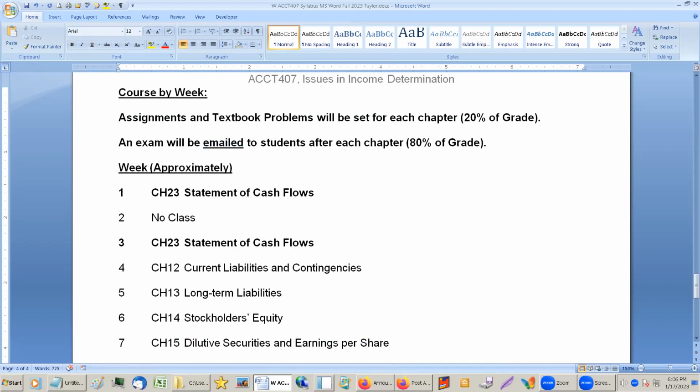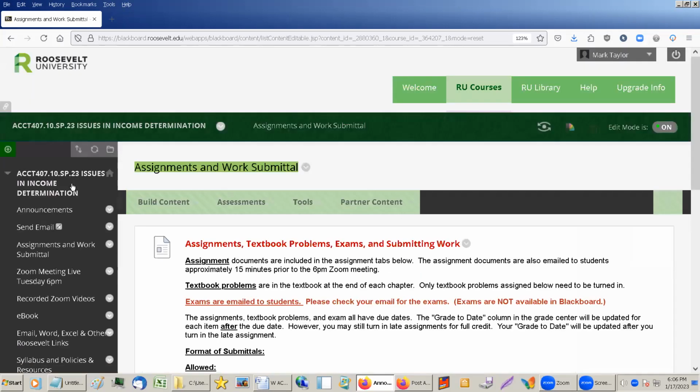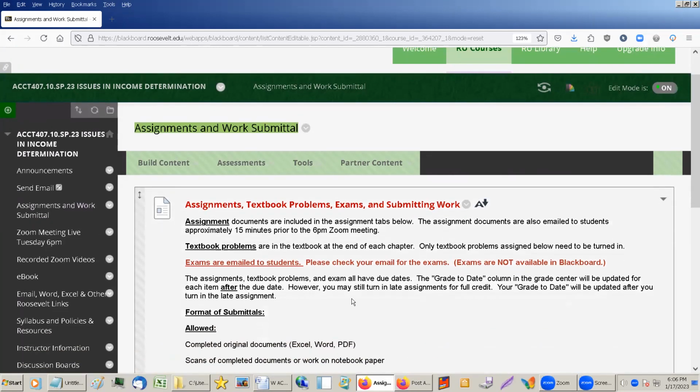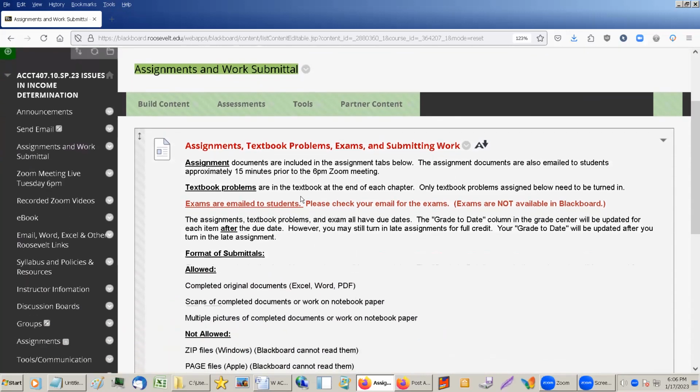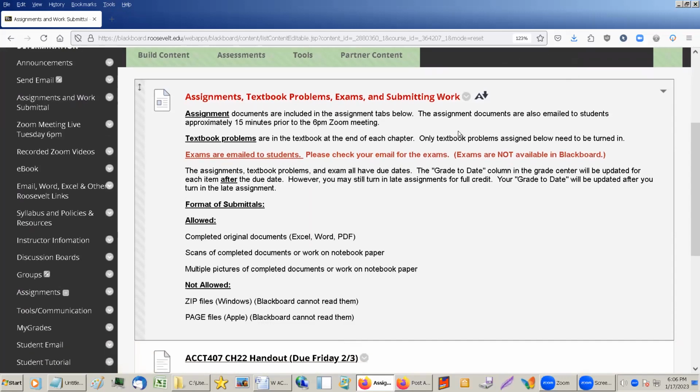At this point, I'm going to hop into, nope, not that. Assignments and submittals of work. So in Blackboard, under assignments and submittal of work over here, this kind of tells you what's going to happen. The assignments will be included in the assignments tab below. They're also in your email. Textbook problems are at the end of each chapter. Only textbook problems assigned below need to be turned in.